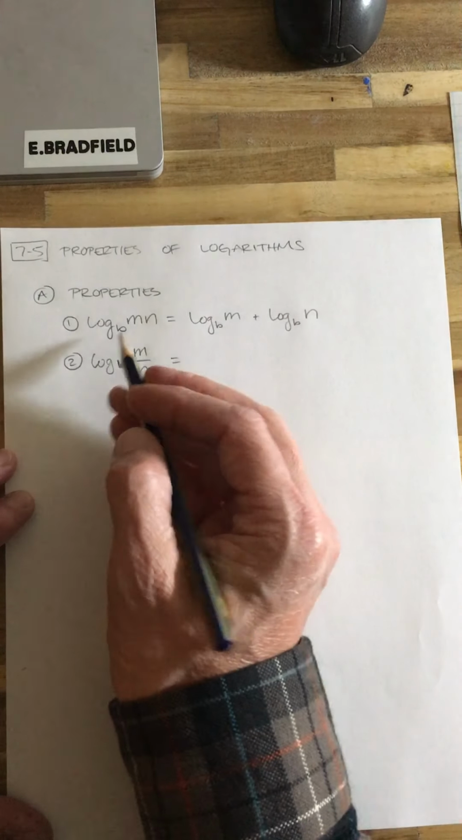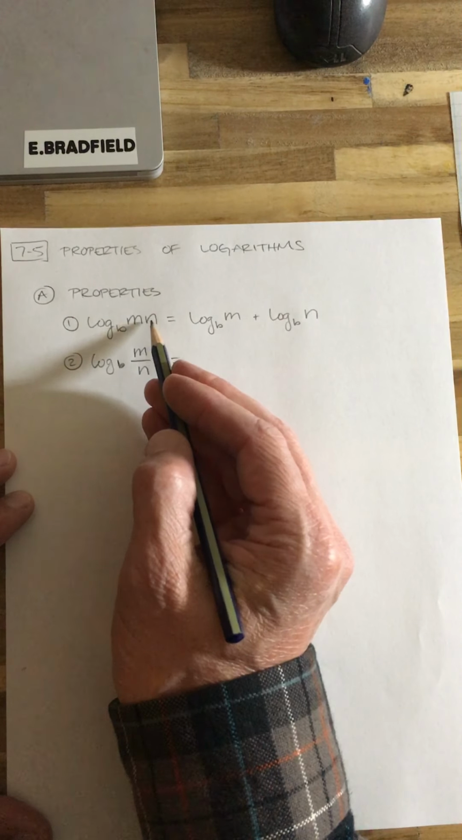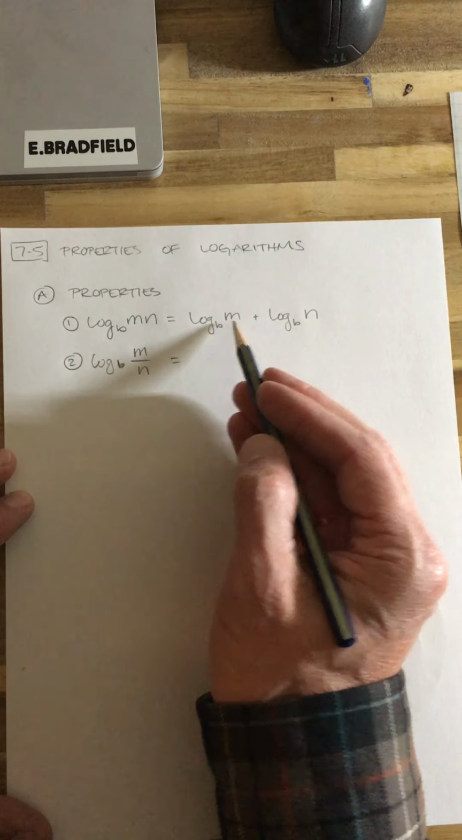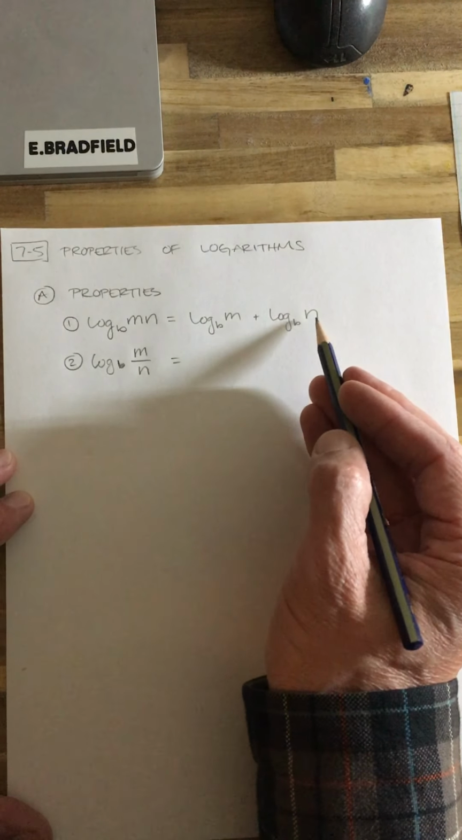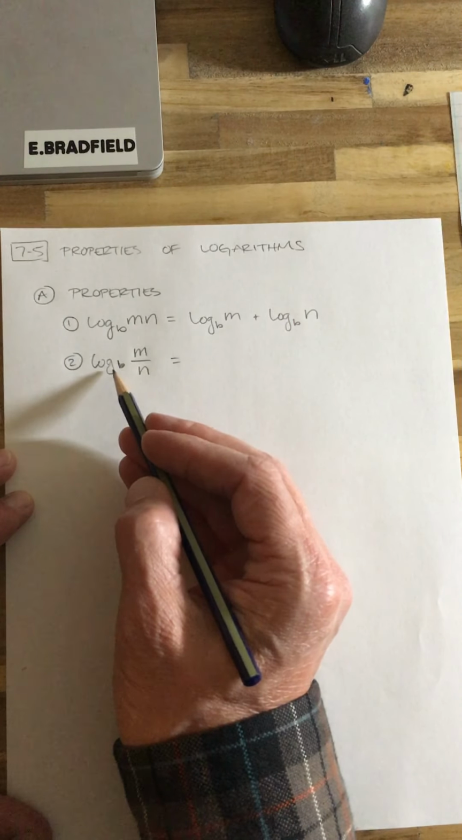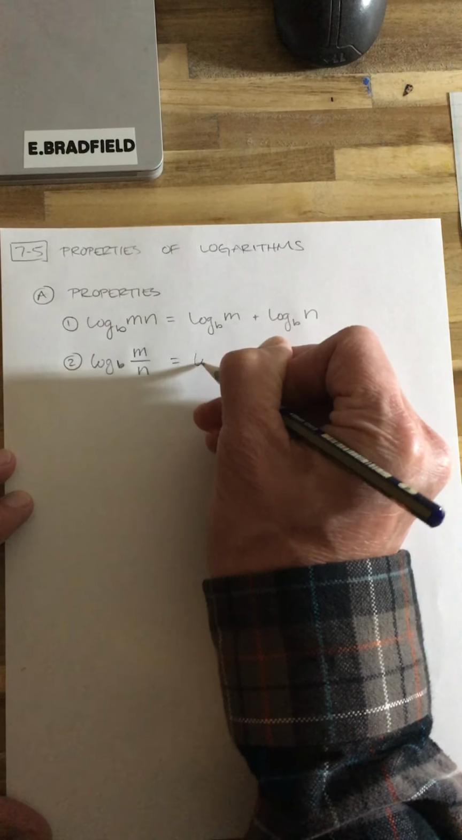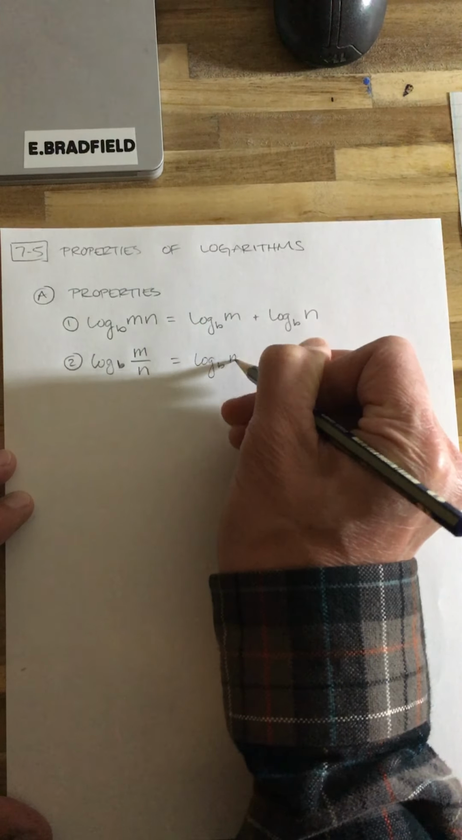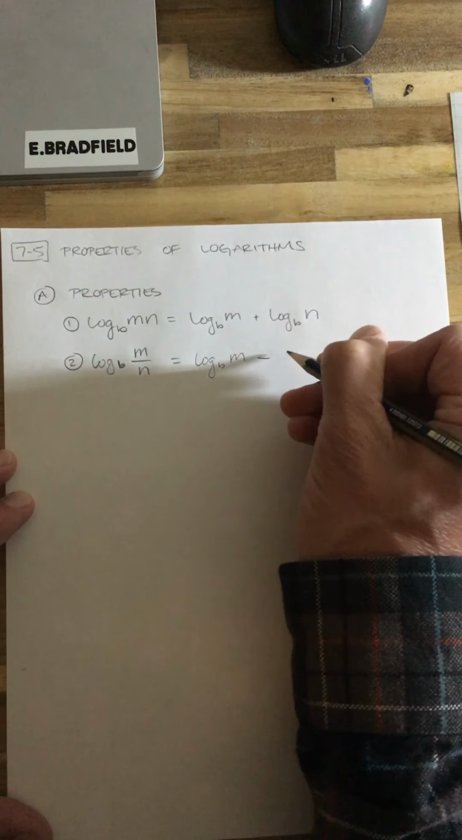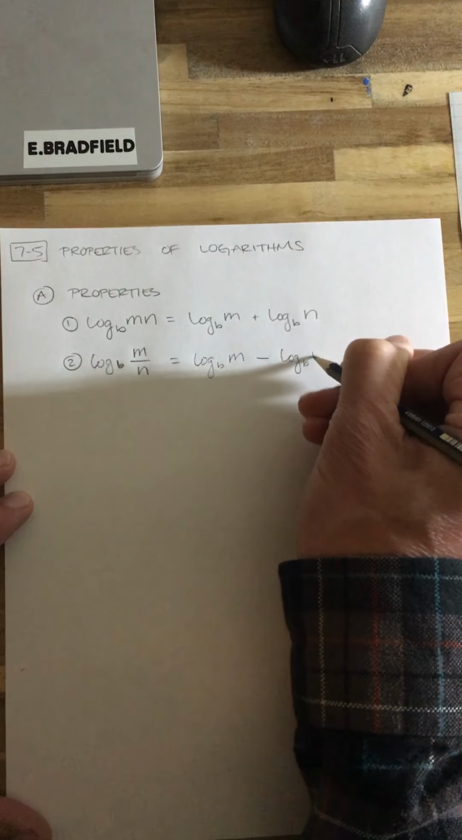Notice the first one is log base b of m times n, and it breaks up into the log base b of m plus the log base b of n. This one is the log base b of m divided by n, so let's see if your prediction was right. We have the log base b of m minus the log base b of n.